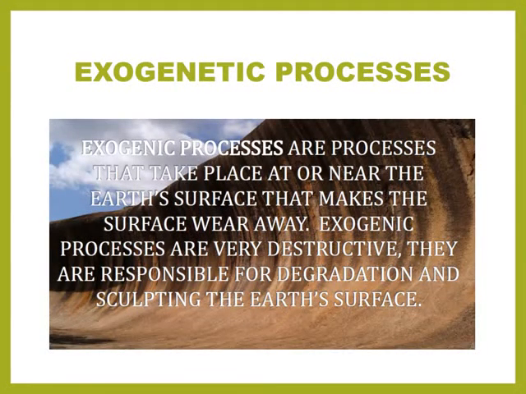What are all the processes that happen with the help of agents of gradation like wind, river, glacier, etc.? So exogenetic processes are nothing but processes that take place on or near the surface. These are also very destructive and they are responsible for degradation, and also sculpting the earth's surface.